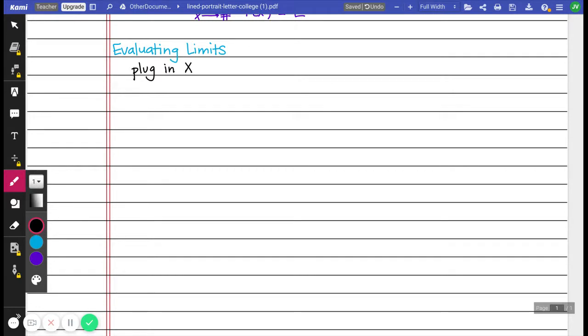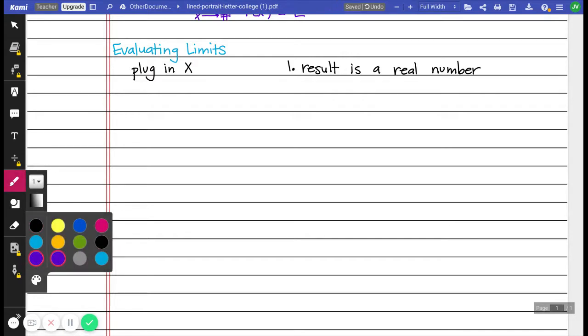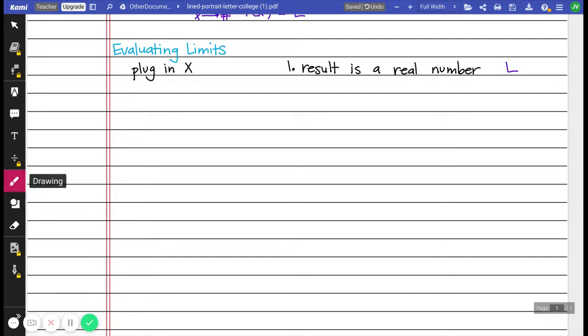One of three things will happen when we plug in x. If we plug in x and the result is a real number, that gives us our L from that notation we were talking about, which is awesome. That's like the ideal dream situation.